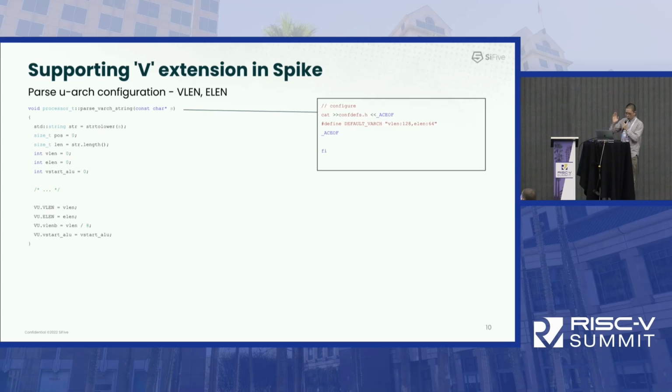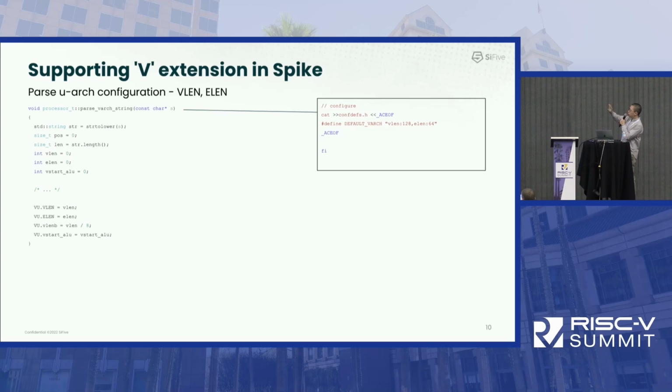Well, VLength determines the length of the vector register, and ELength determines the largest element supported by the vector unit. The minimum of a RISC-V vector architecture would be a VLength of 32 along with an ELength of 32. And how are these things configured?